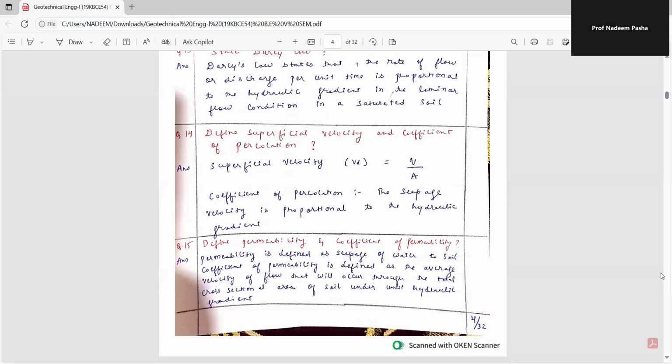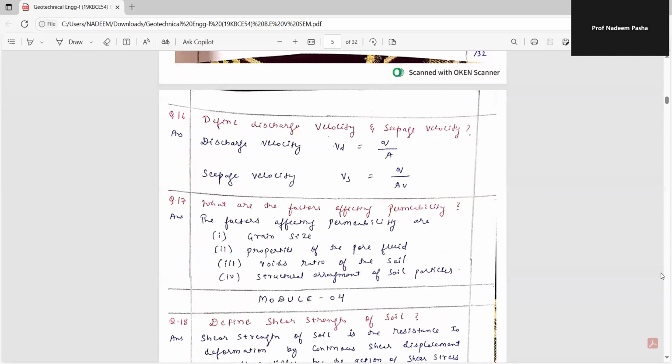Define permeability and coefficient of permeability. Permeability is defined as seepage of water through soil. Coefficient of permeability is defined as the average velocity of flow that will occur through the total cross-sectional area of soil under unit hydraulic gradient.